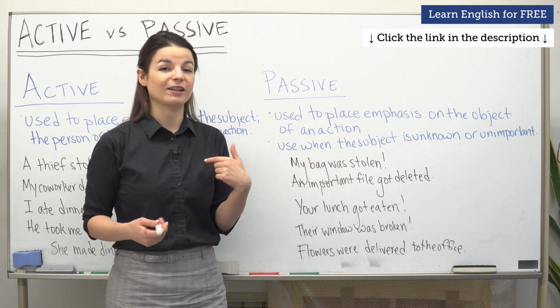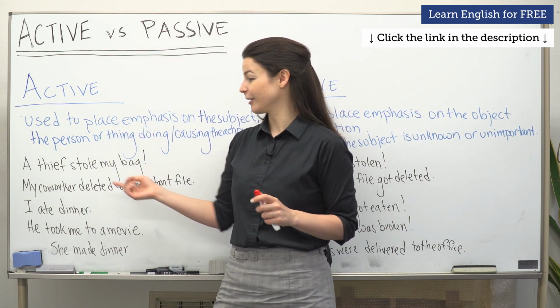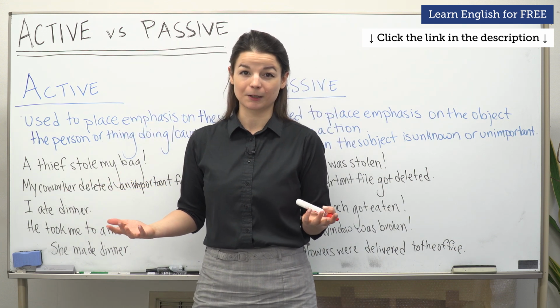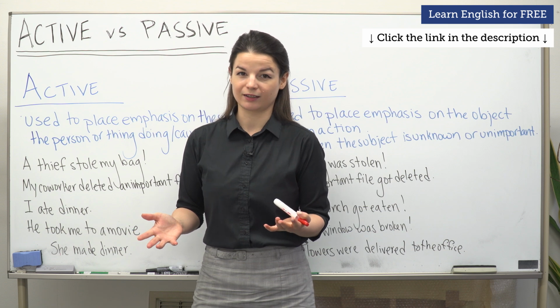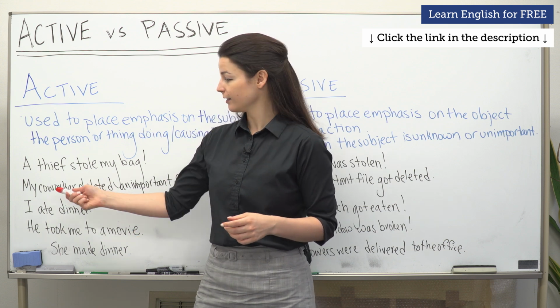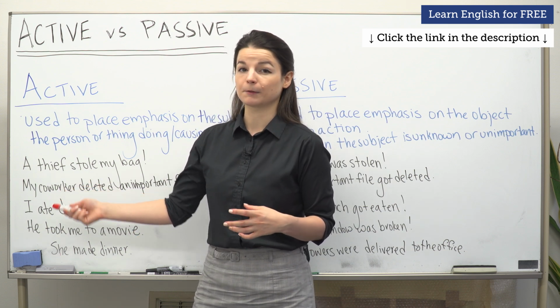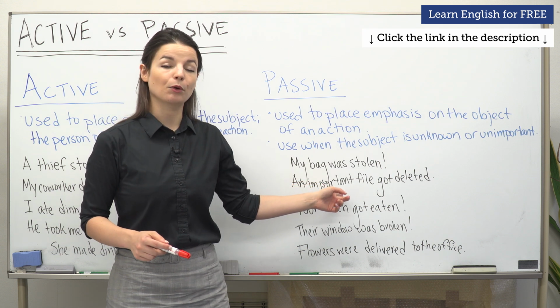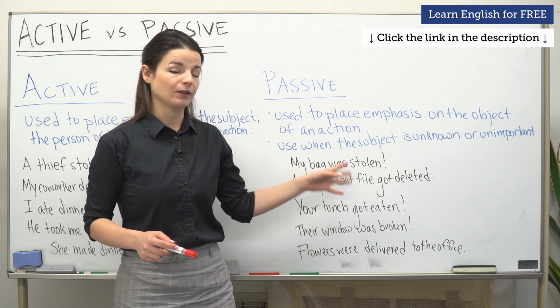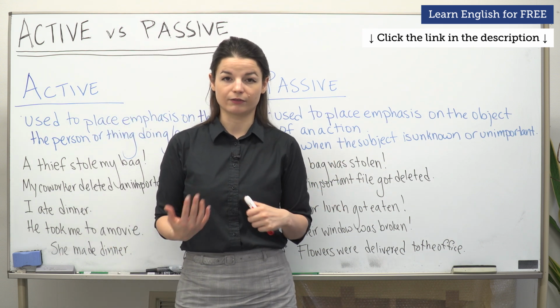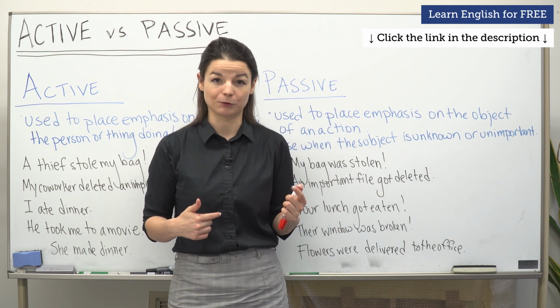If, however, I want to emphasize my coworker, for example, I'm angry with my coworker, I could say, my coworker deleted an important file. In this case, the emphasis is my coworker. In this sentence, the important file is the emphasis. So this is a really key point between the difference between active and passive forms.